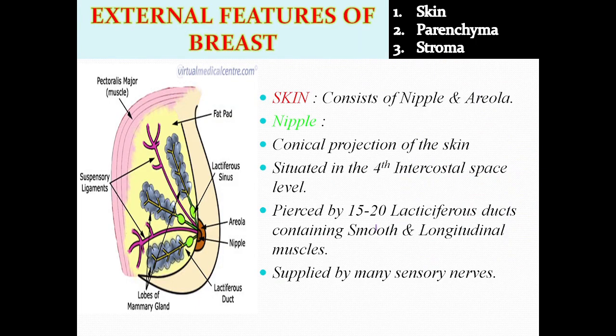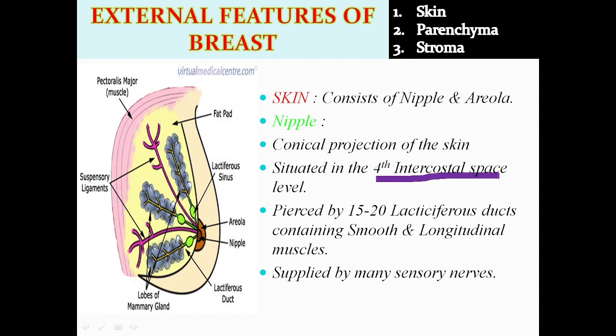We will try to study the nipple now. The nipple is a conical projection in the skin. It is almost situated at the fourth intercostal space. In later sessions we will talk about the intercostal space. We say that we have 12 ribs. Between the ribs we have gaps or spaces. I call them the intercostal spaces, which are going to be filled by the corresponding muscles.